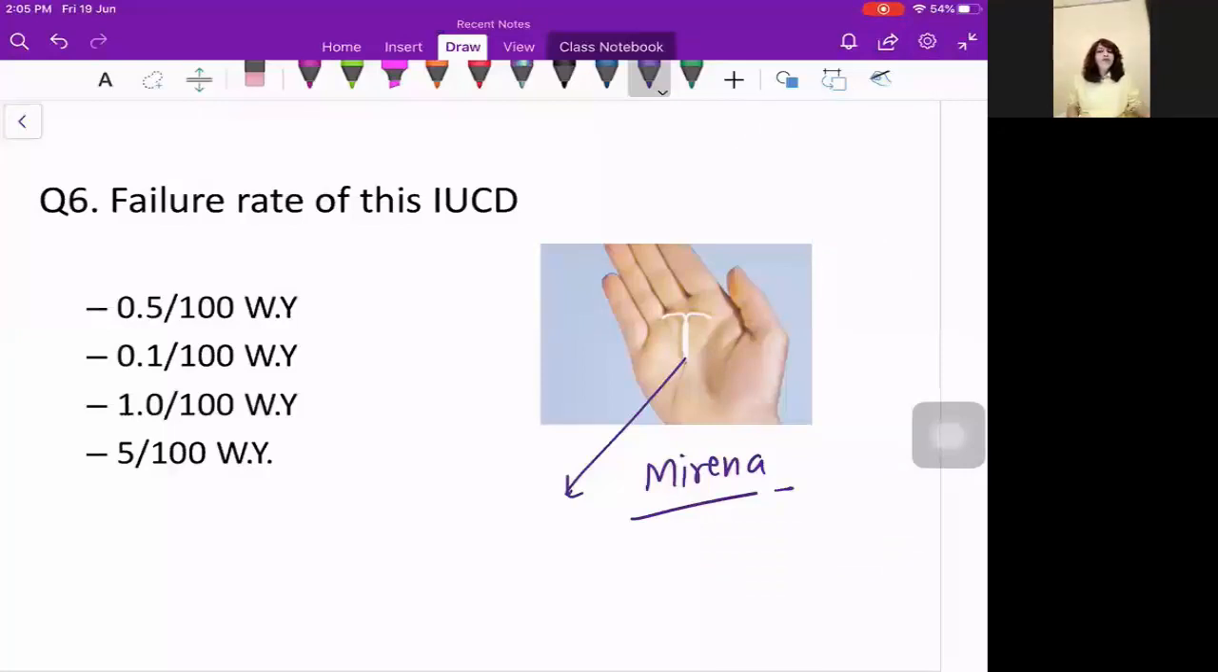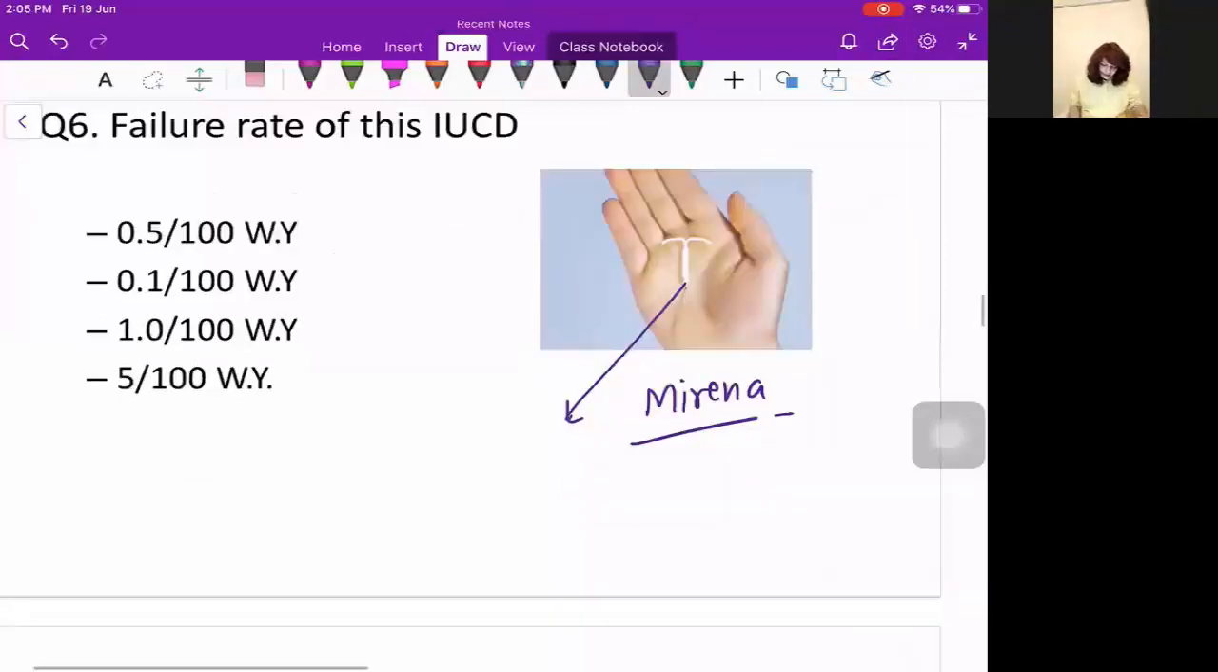Number 3 is the hormone releasing IUCD, and nowadays the most widely used IUCD is hormone releasing, because it has an advantage as it can be applied in the menstrual disturbance patient, in the patients with dysfunctional uterine bleeding, with the patients of the PMS, that is pre-menstrual syndrome patients, or endometriosis patient, where there are many advantages. So Mirena is a hormone releasing IUCD, and effective period is 5 years.